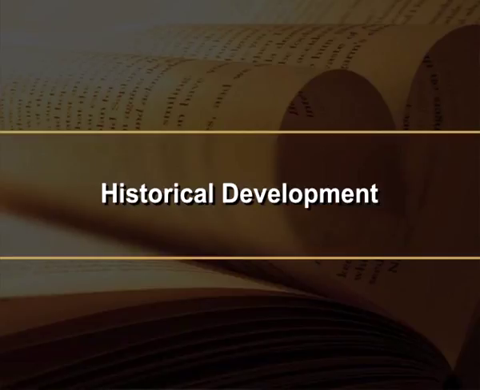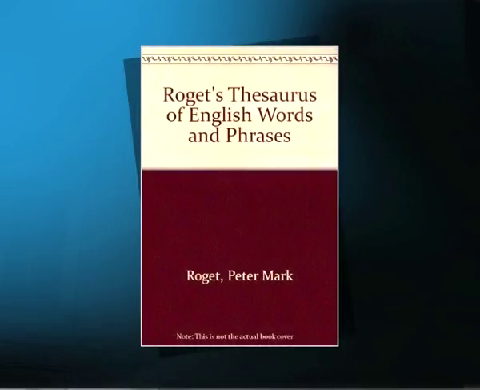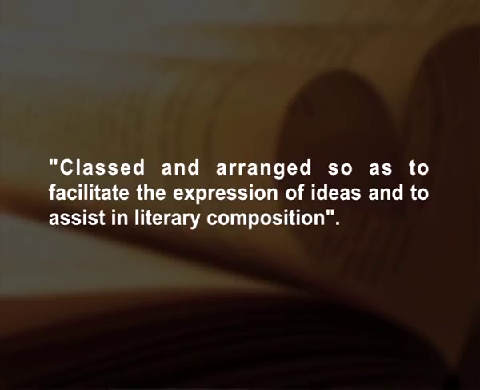Historical development of the thesaurus. Modern usage may be said to date from 1852, when Peter Mark Roget published the first edition of the Thesaurus of English Words and Phrases. Roget thought of his thesaurus as a classification of ideas. The subtitle reads, "Classed and arranged so as to facilitate the expression of ideas and to assist in literary composition." This is very helpful to writers and translators to choose their preferred word.